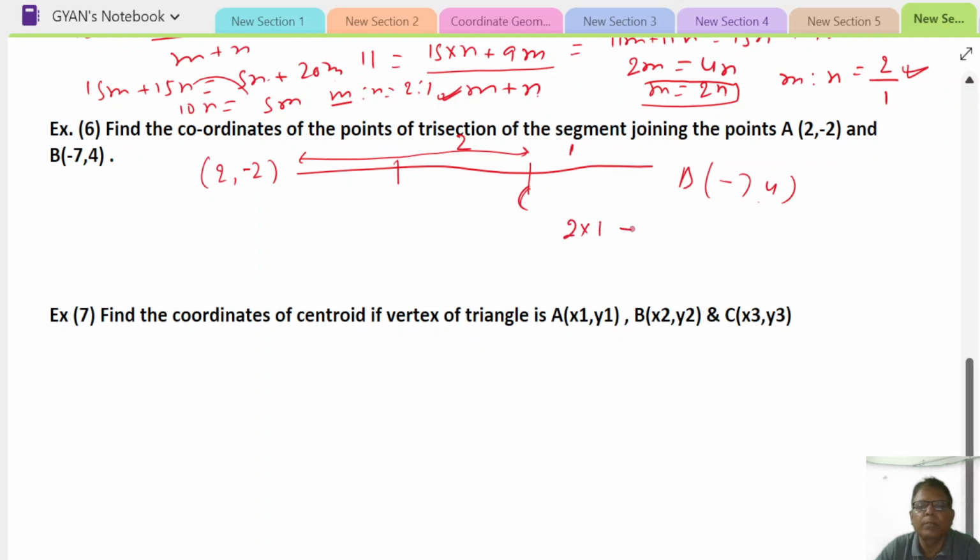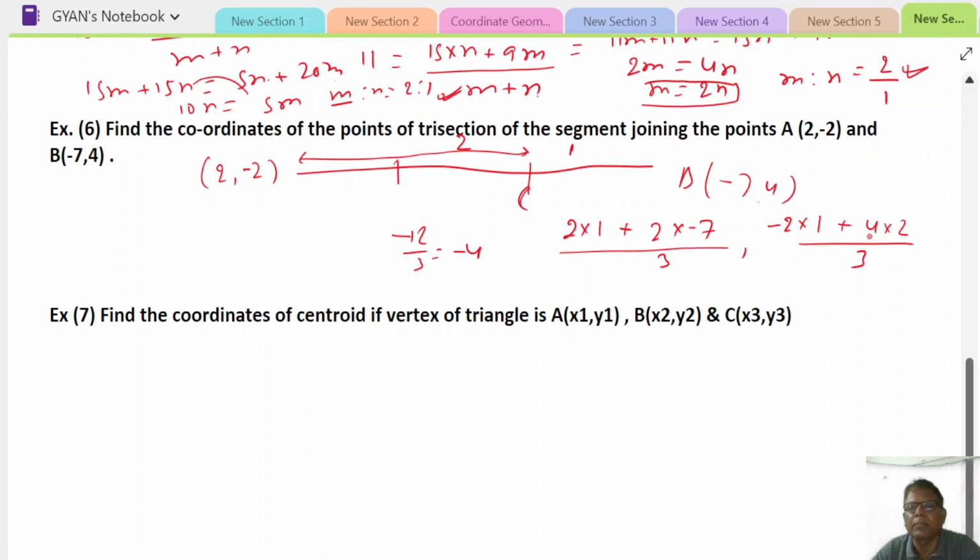(2 into 1 plus 2 into minus 7) divided by 3, and (minus 2 into 1 plus 4 into 2) divided by 3. So 2 minus 14 means minus 12 by 3, that is equal to minus 4. Here minus 2 plus 8, that is 6 divided by 3, is 2. So this coordinate is (minus 4, 2).